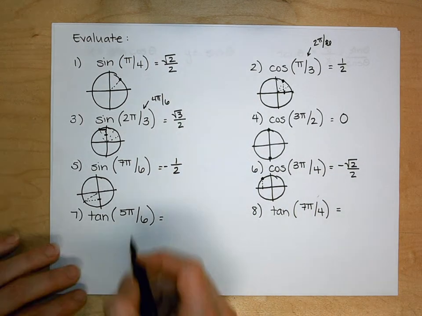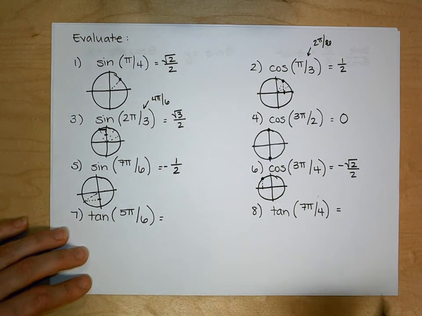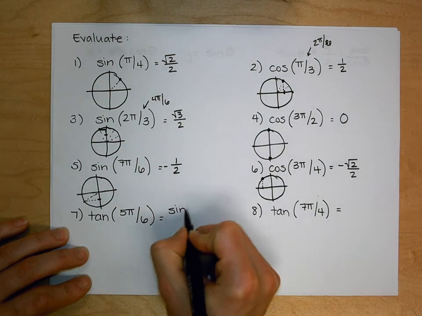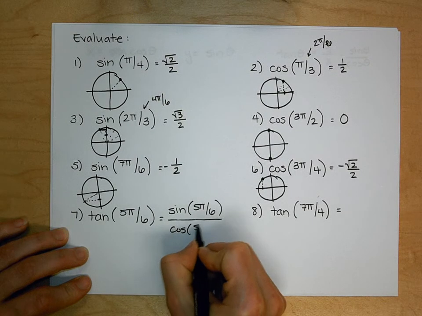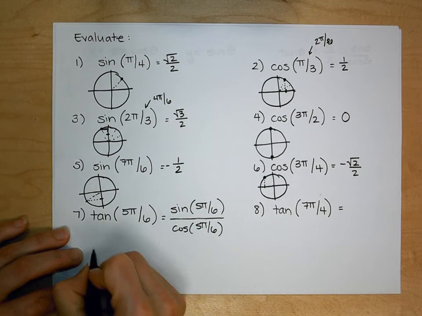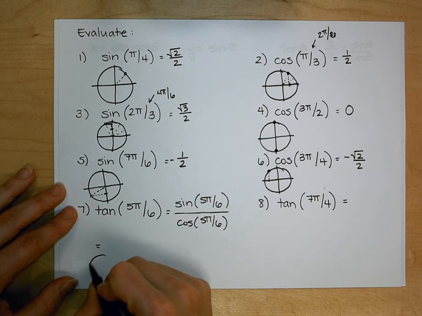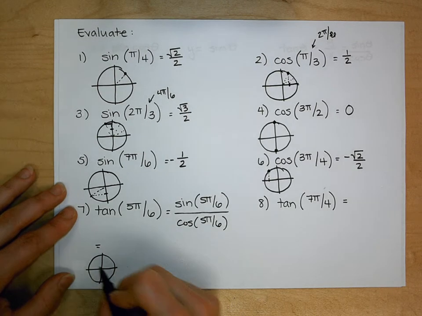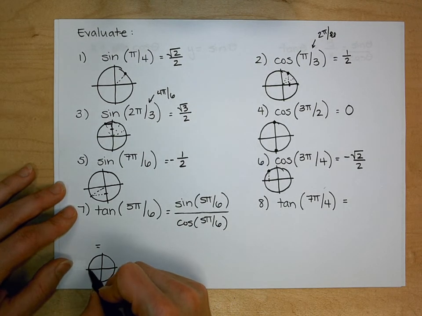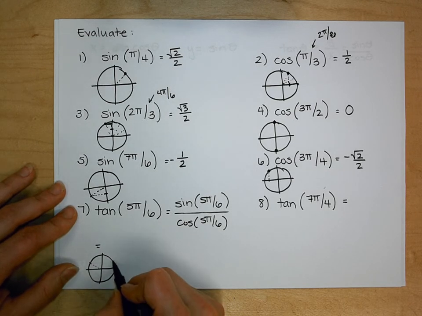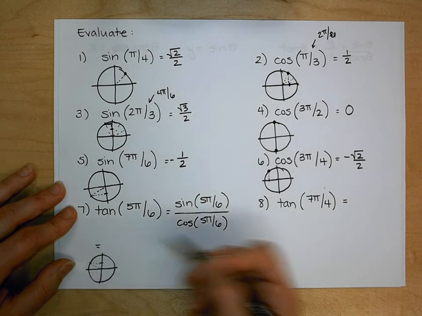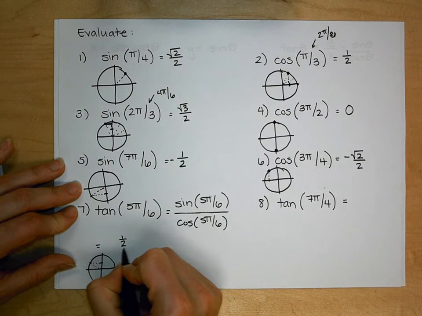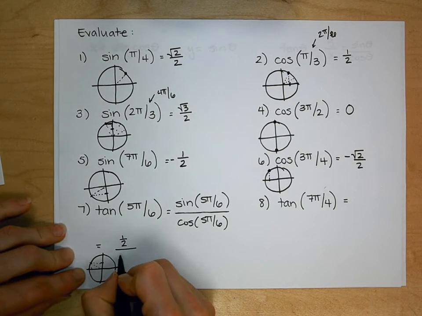All right, let's talk about tangent. Tangent of 5 pi over 6 would be the same thing as the sine of it over the cosine. So we really just need to evaluate both of these. So let's think about a unit circle. And 5 pi over 6 is just 1 pi over 6 shy of pi. It'll be right here. Okay, or again, you can do the counting. 1, 2, 3, 4, 5. And I want the sine, which looks like positive 1/2. And I want the cosine, which is negative root 3 over 2.